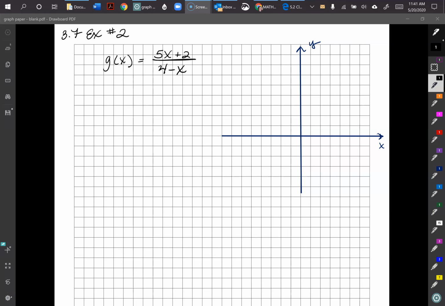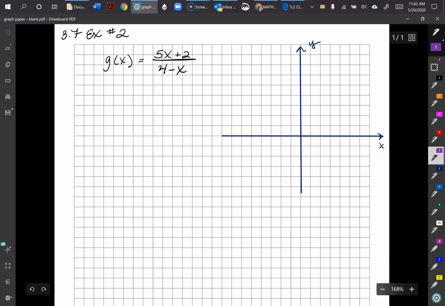Okay, so now this example, number 2, g of x equals (5x plus 2) over (4 minus x), should be sketched using the same process that we did before. So we're first going to look at the local behavior. Local has 3 things to look for, 3 things to do. So we first want to see what the zeros are.